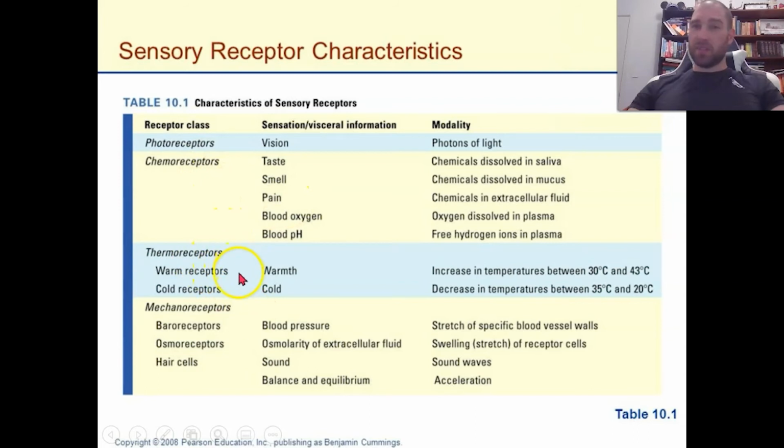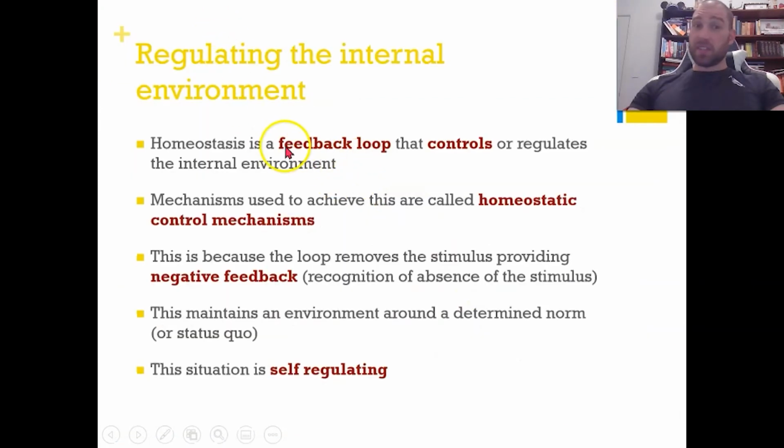Thermoreceptors pick up high temperatures and low temperatures. And mechanoreceptors pick up pressure, osmolarity, sound, balance. So if it's mechanical, this is where we look at some deformation of the cell, which leads to a change in its function. So these are sensory receptors, and they're dotted around your body in different places, picking up different types of information.